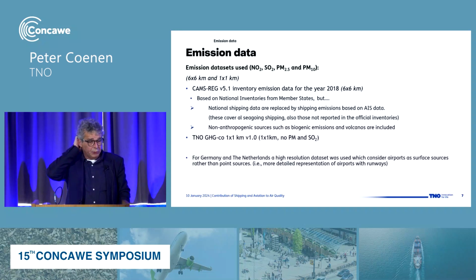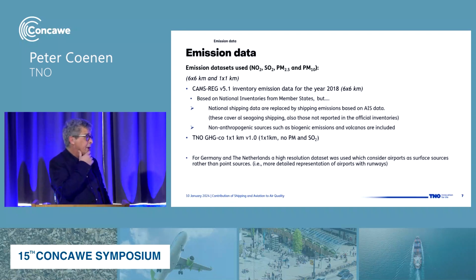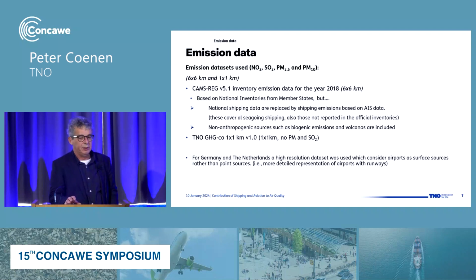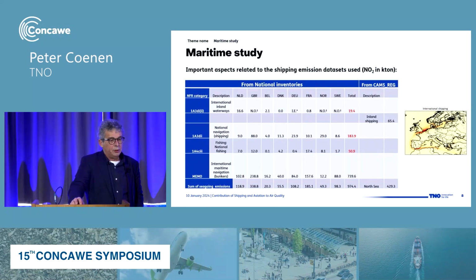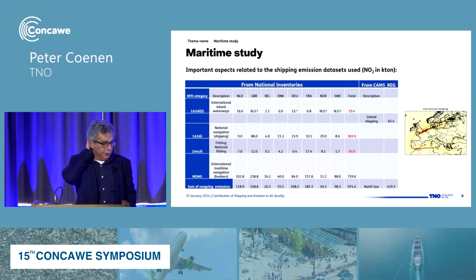And for the high resolution runs at 1 by 1, we had an NO2 emission inventory on a 1 by 1 kilometer scale. And in the process for Germany and the Netherlands, we also had a high resolution set, which was used in the airport studies and the aviation studies, where the airports were defined as surface sources and not as point sources, as in other emission inventories.